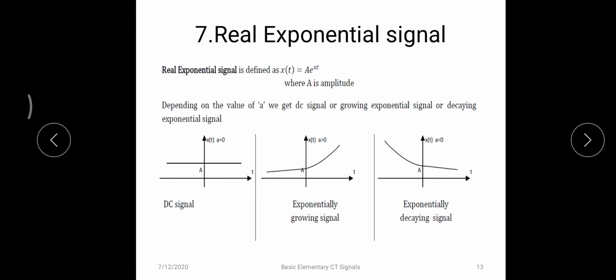And coming to the third one, when a is negative, that is lesser than 0, I may express it as x of t equal to A into e power minus at. At time t equal to infinity, it becomes 0, and at time t equal to minus infinity, it becomes maximum. So the function starts from the maximum and ends with 0. So it is called a decaying function, exponentially decaying. So there are three different categories based on the value of a.